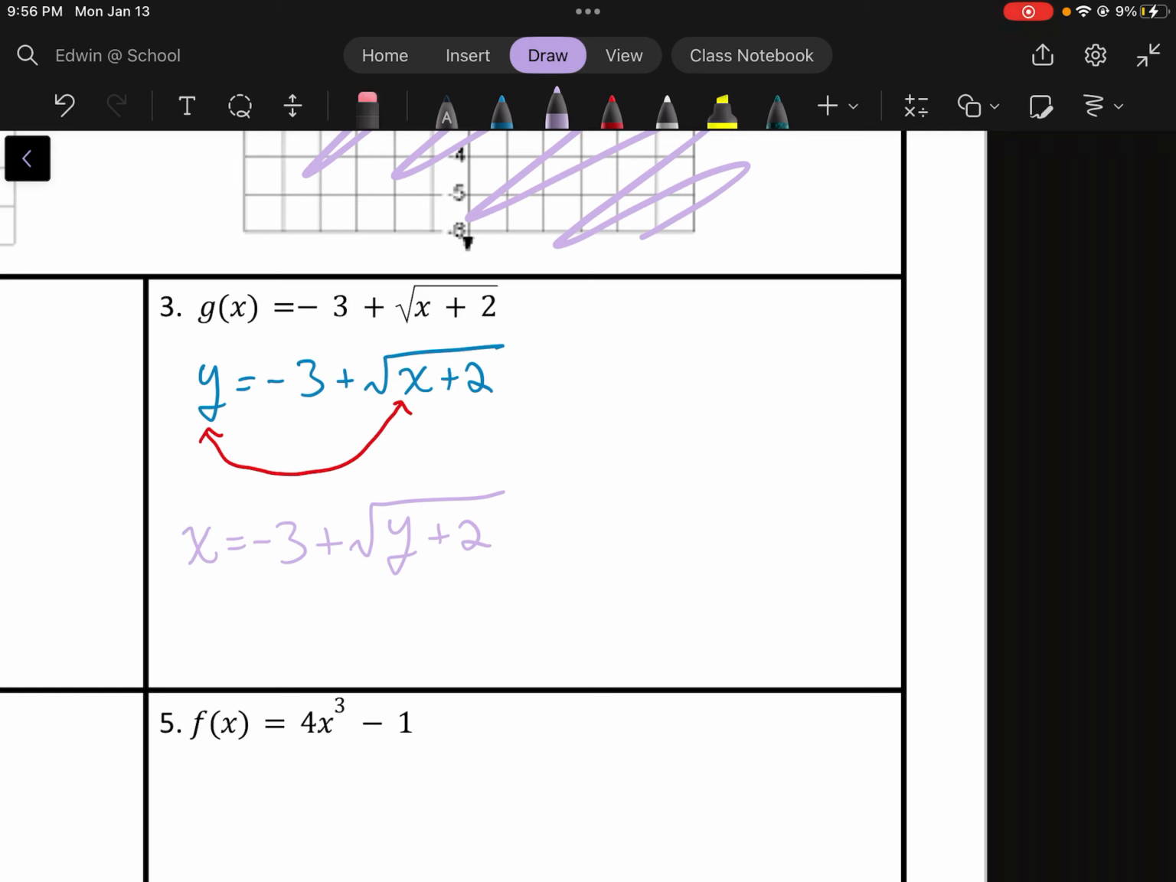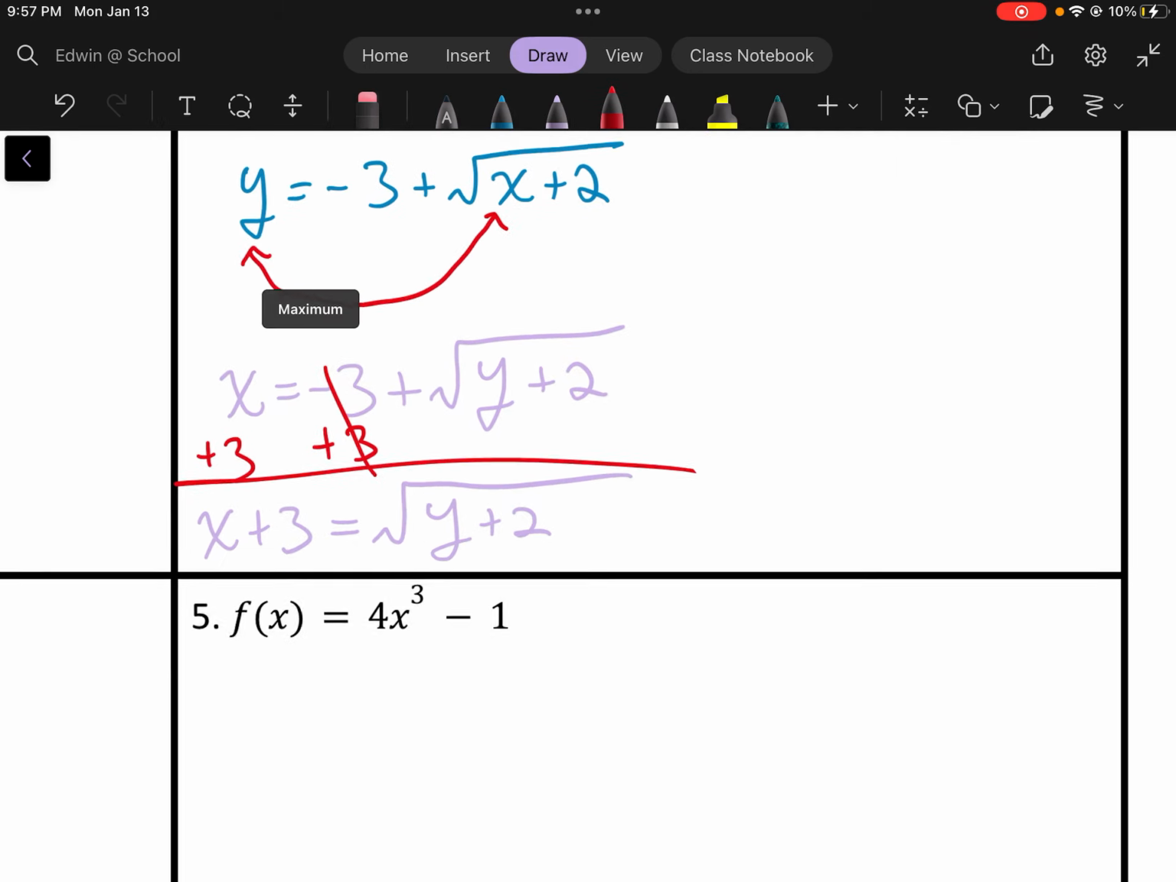And now that we're like this, we are just trying to find y equals. We need to get y by itself. So we got this whole thing, and we also got this -3 on this one side. So we'll benefit from getting that -3 away from here. The way that we do that is adding 3 to both sides. If we add 3 to the right side, that cancels out. If we add 3 to the left side, we end up with x plus 3 is equal to square root y plus 2.